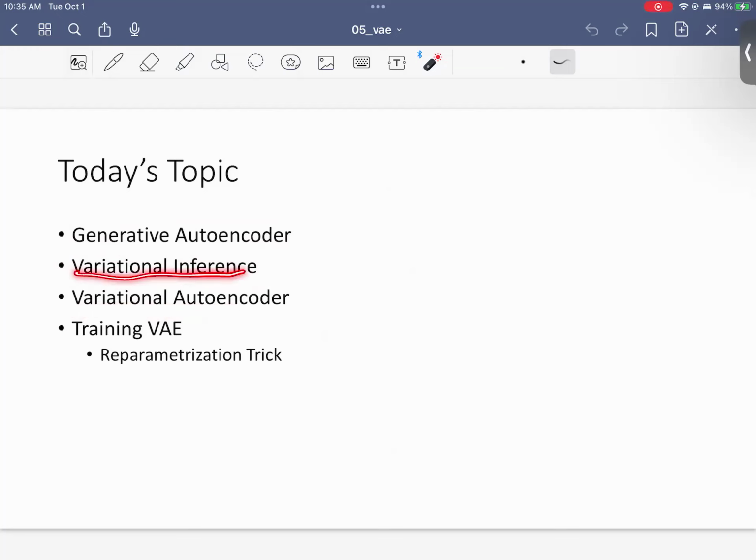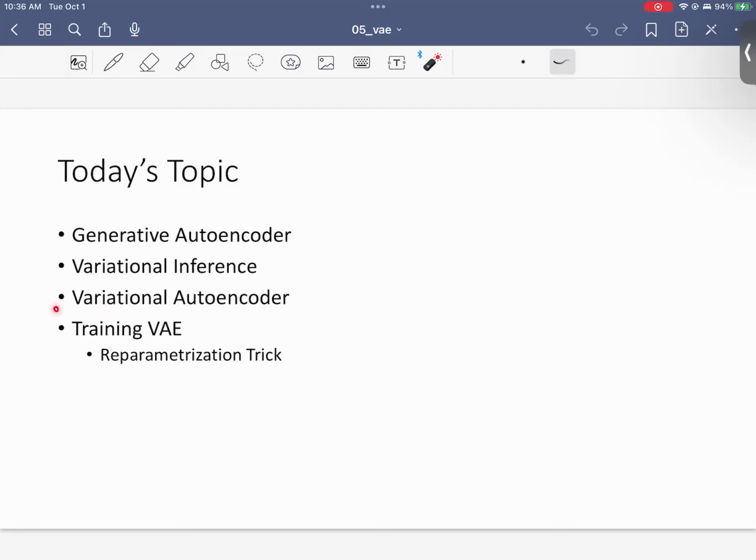Variational inference is a technique that will be heavily used in variational autoencoder. VI itself is also very useful just to know, because it's widely used in a lot of machine learning studies and subfields, especially Bayesian neural networks. So we're going to talk about variational inference, then move on to VAE, and then lastly, a little bit of training trick that we're going to have to use.